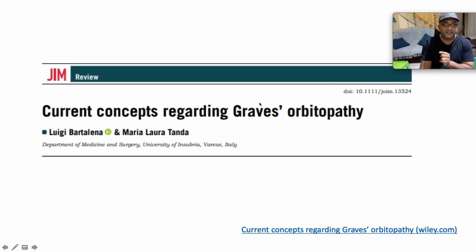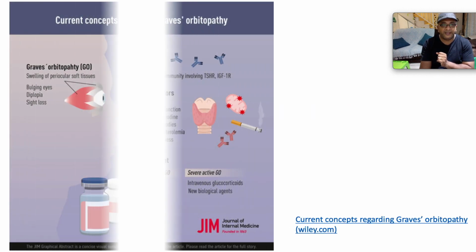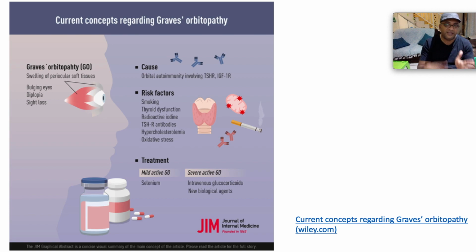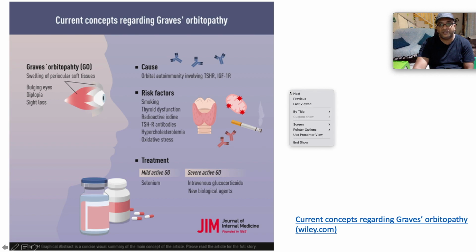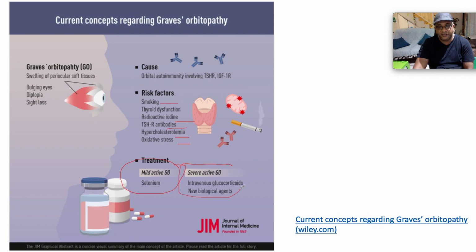There's a beautiful article here entitled Current Concepts Regarding Graves' Orbitopathy, taken from the Journal of Internal Medicine. Alrighty, and here they outline current concepts regarding Graves' orbitopathy, and of course they outline important risk factors for Graves' orbitopathy. And then we have smoking, radioactive iodine, TSH receptor antibodies, dyslipidemia, oxidative stress. And we said that with mild Graves' orbitopathy, selenium is all that you need. Right, but with severe active Graves' orbitopathy, we opt for IV glucocorticoids and the biological agents.